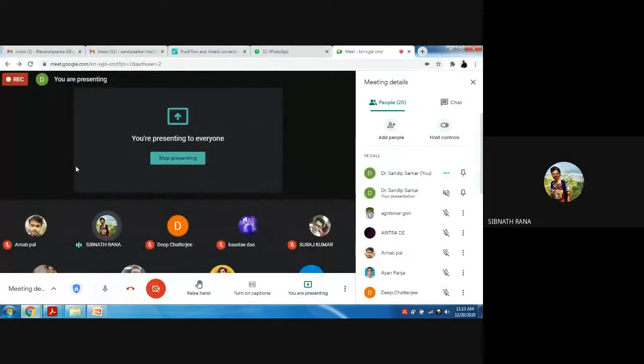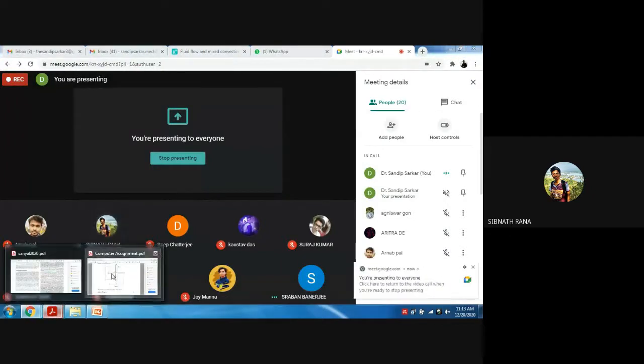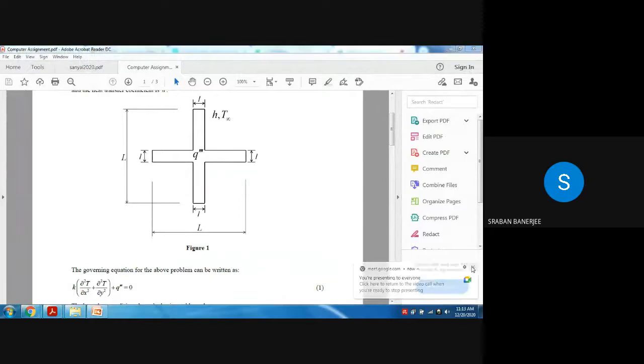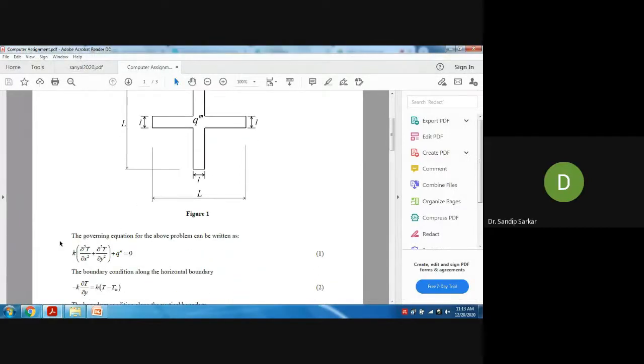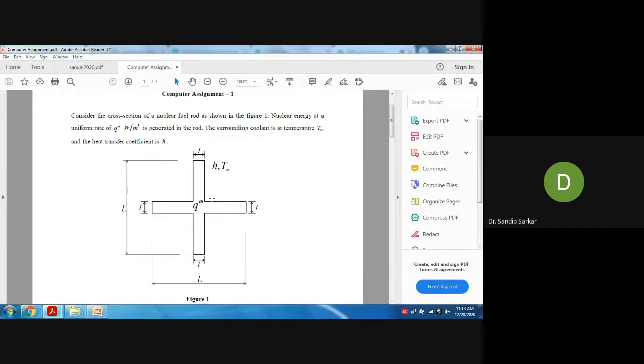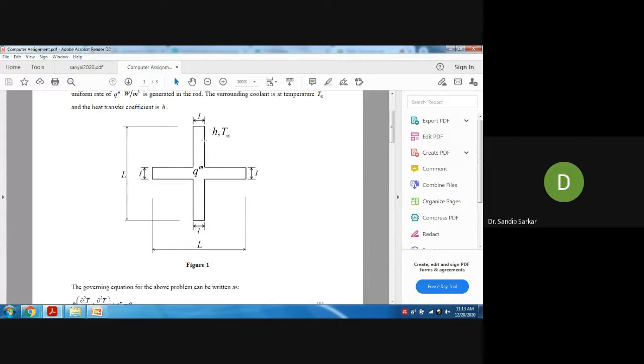Sir, first we need to identify the partial differential equation. Yes. So we have identified the partial differential equation. What we have said is that this is a steady two-dimensional problem.